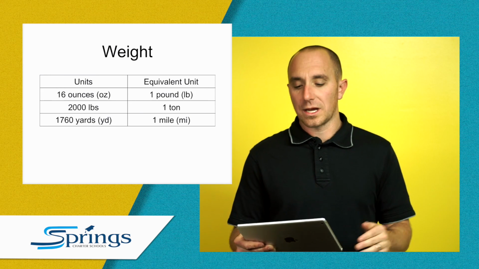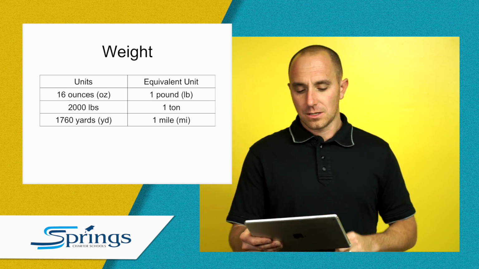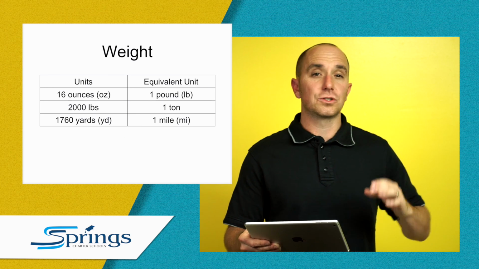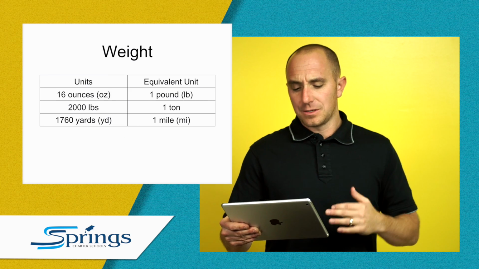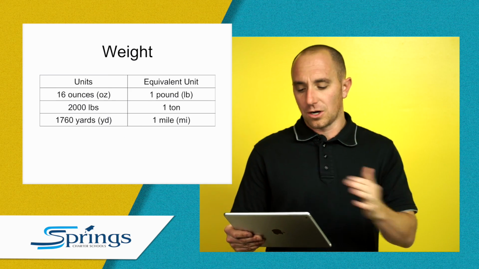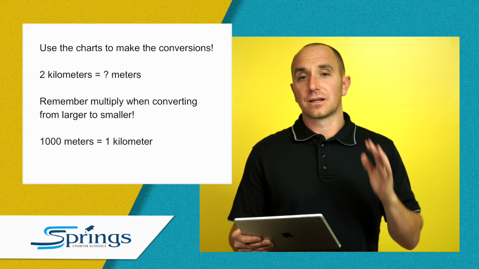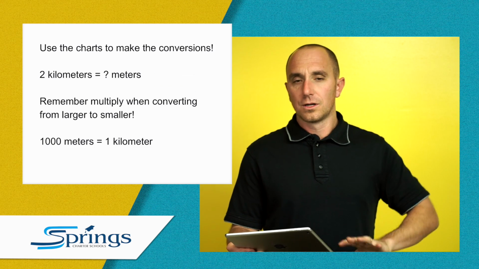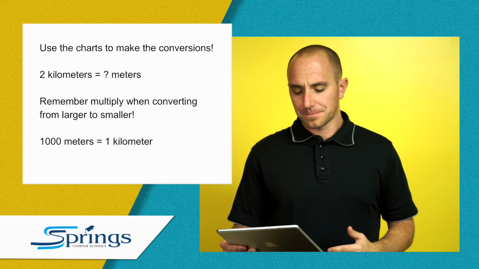Okay, now let's discuss weight. All right, we have 16 ounces is equivalent to 1 pound. 2,000 pounds is equivalent to 1 ton. And then for some reason I added yards to miles, so let's talk about it again. We have 1,760 yards is equal to a mile. Okay, now use the charts to make the conversion. So you have the charts from before. Hopefully you paused them and wrote them all down with capacity and weight and length.